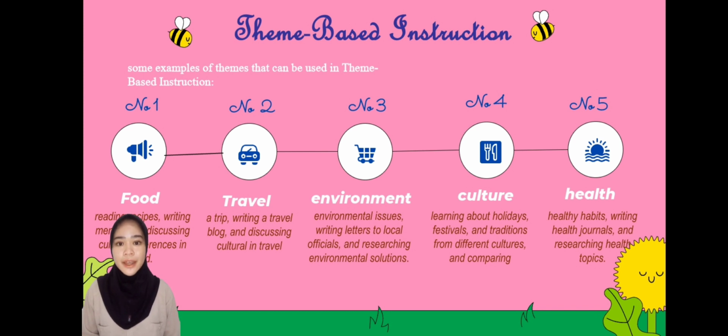And the third is environment. This theme can be used to teach vocabulary related to environment, sustainability, and climate change. Activities can include discussing environmental issues, writing letters to local officials, and researching environmental solutions. And the fourth is culture. This theme can be used to teach vocabulary related to different cultures, customs, and traditions. Activities can include learning about holidays, festivals, and traditions from different cultures and comparing and contrasting cultural differences.